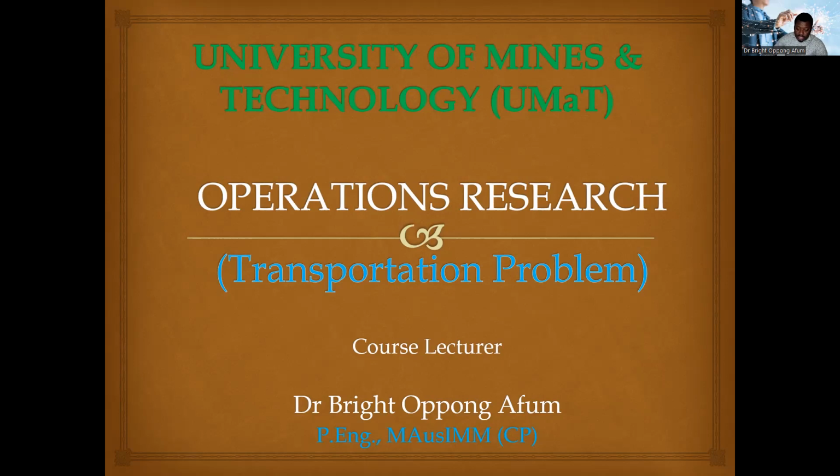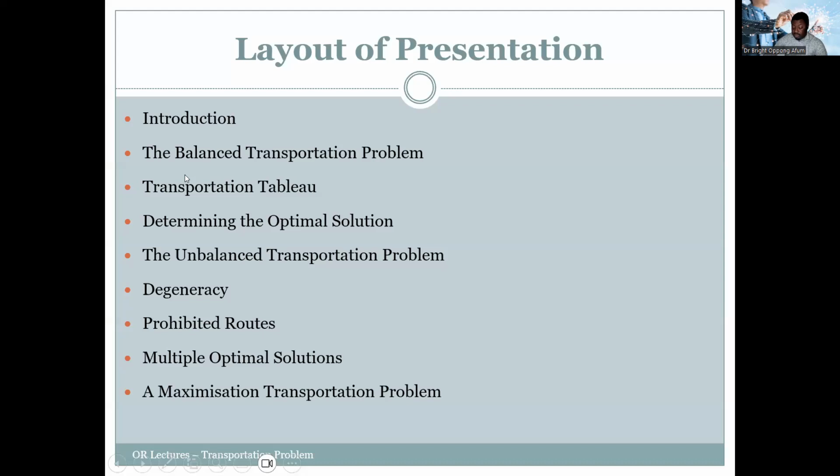So let's start. In the transportation problem, we should introduce ourselves to it, look at what it is at all, or what we refer to as a transportation problem. And also there may be a transportation problem which is balanced, and we will then solve the transportation problem, also introducing a new method called the Transportation Tableau. We'll see how we can determine the optimal solution from the Transportation Tableau.